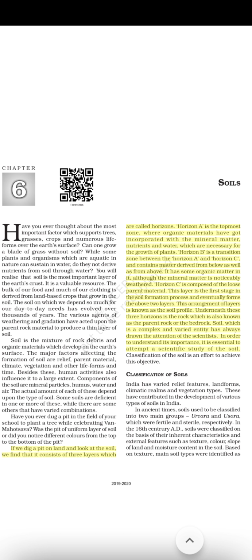Soil, which is a complex and varied entity, has always drawn the attention of scientists. In order to understand its importance, it is essential to attempt a scientific study of the soil. Classification of the soil is an effort to achieve this objective.